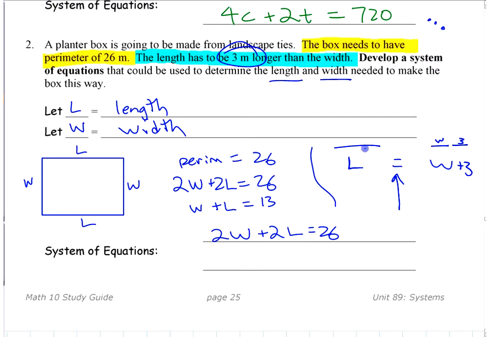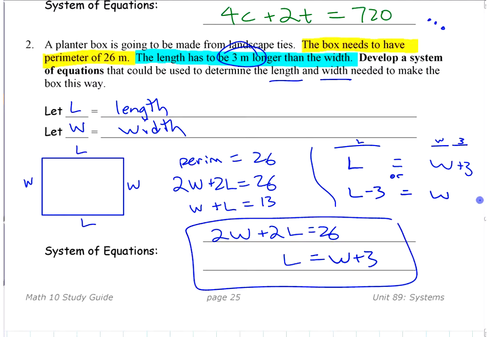Width and 3 add up to the length. That's what it says. That's your other equation. Length equals width plus 3. What's the other way you could have written that one instead? Instead of adding 3 to that side, what could you have done on the other side? Subtract 3. Doesn't matter, right? There are lots of different ways to write them. Those are your 2 equations.